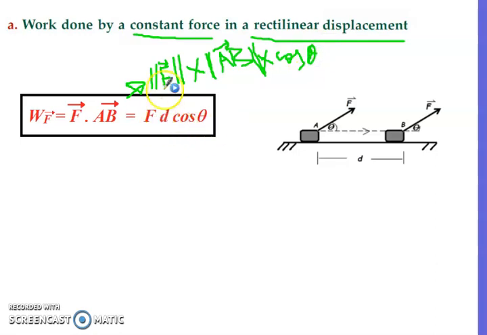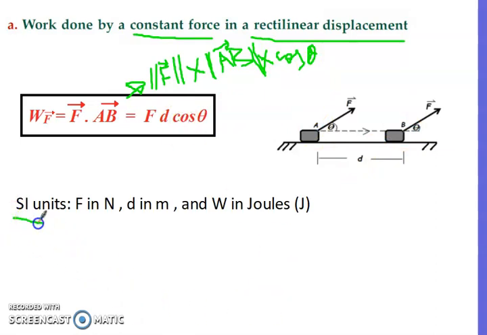So F means the magnitude, the norm. D is the norm, or the length, of the vector AB from A to B, and the angle theta. Clear? In SI units, the force is in Newton, as you know, distance in meter, and work is in joules. Okay, any problem?